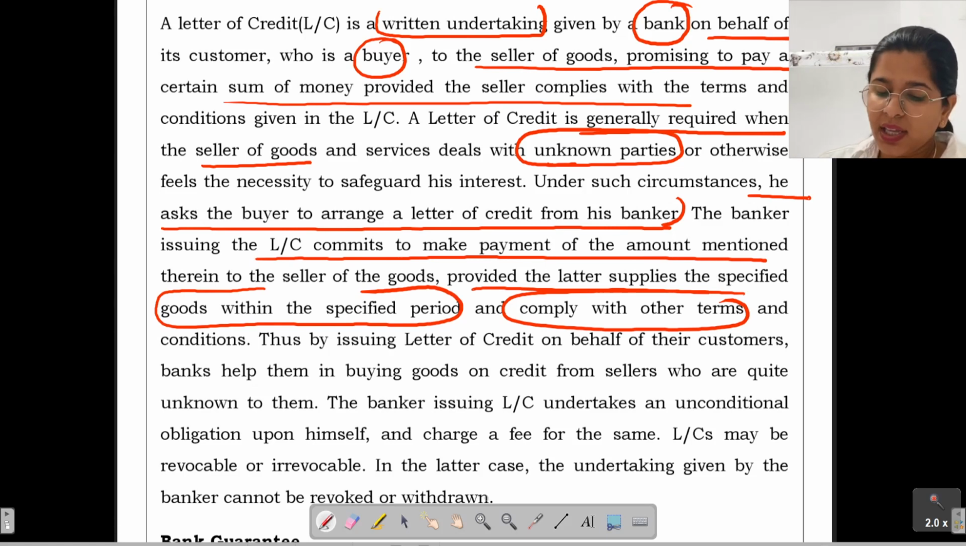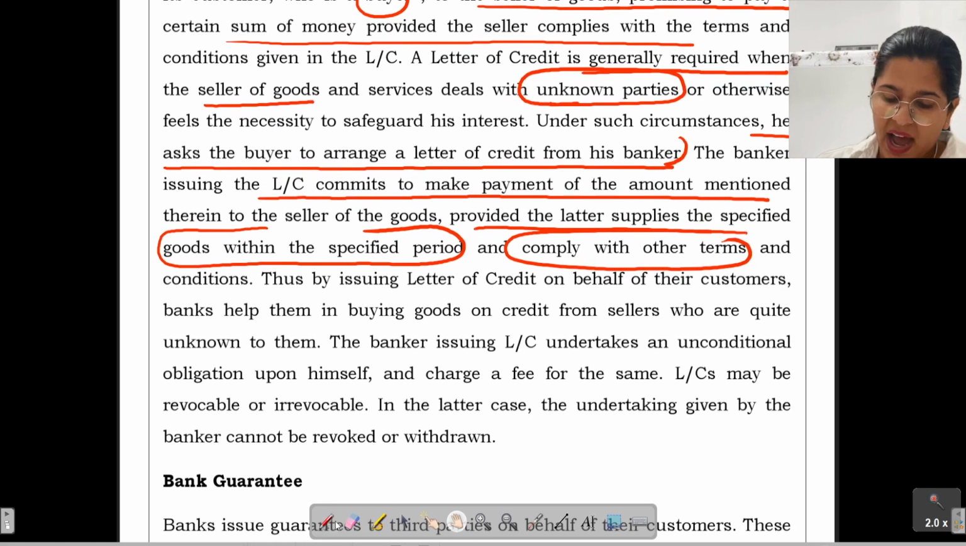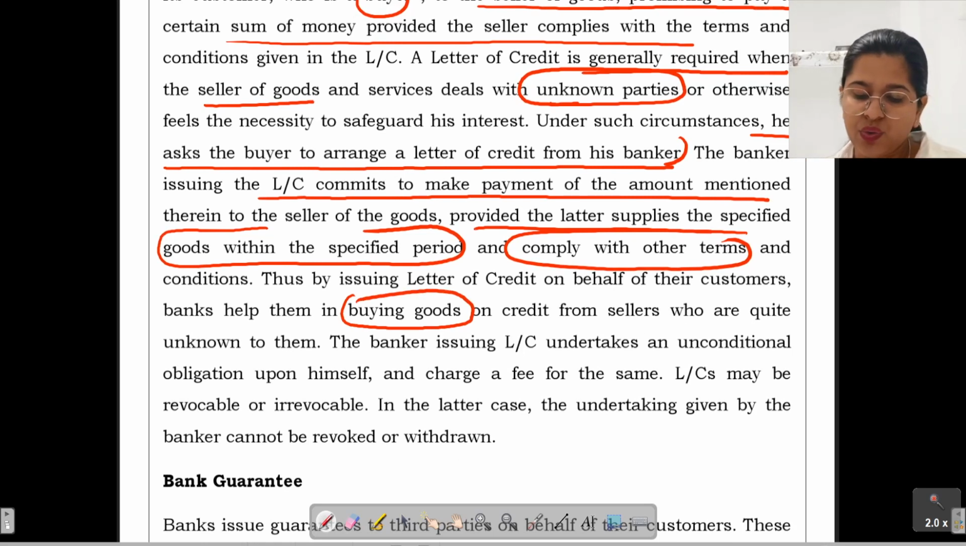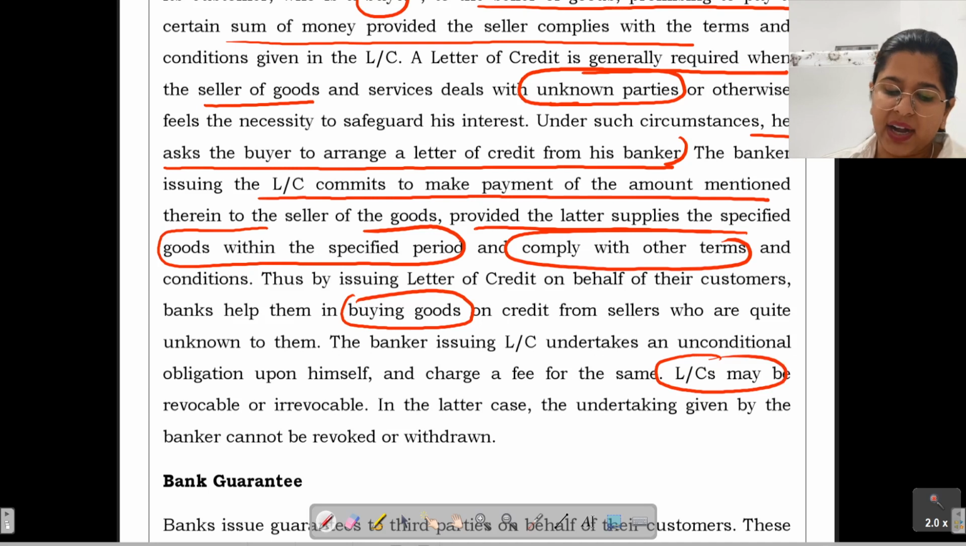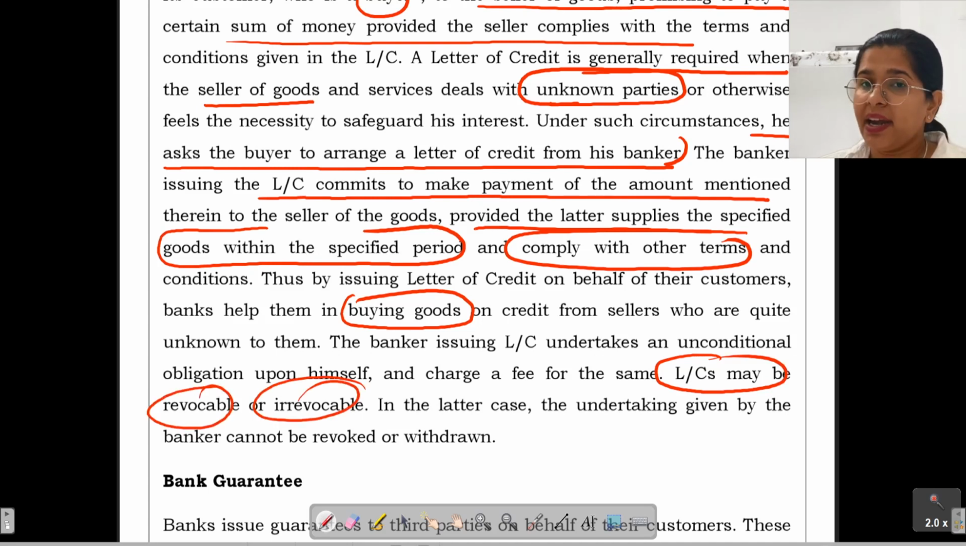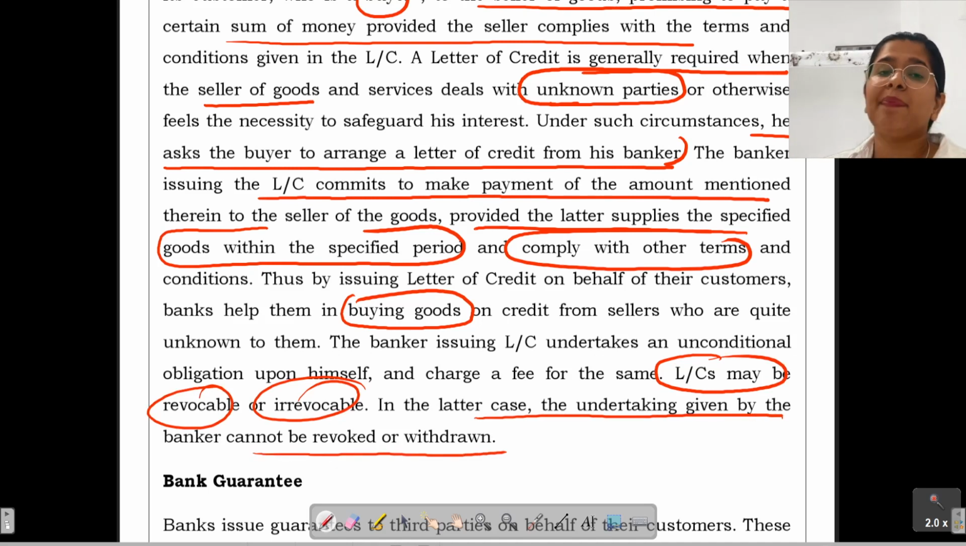So thus by issuing the letter of credit on behalf of the customers, the bank helps in buying goods on credit from the sellers who are quite unknown to them. Letter of credit may be revocable or irrevocable. If it is irrevocable, then the undertaking given by the banker cannot be withdrawn.